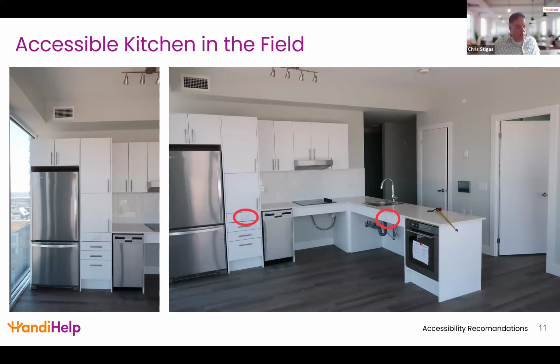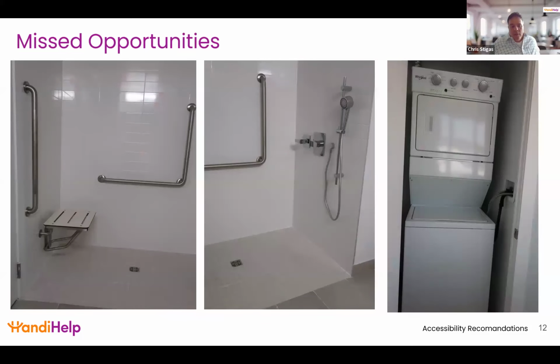Next slide. More of a review. This is the same unit. They did a great job. This is the proof of concept unit with a roll-in shower. They have the fold-down bench and all the grab bars mounted. The only problem here is that they've mounted the shower fixture too far away from the seat. So just something that was missed.